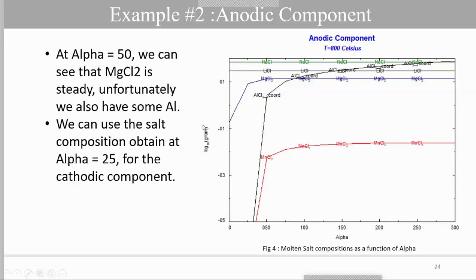So what we need to do for the cathodic component is take some sample of the salt at a certain point. We can see that at alpha equals 50 we have some aluminum in the melt, and what we want to do is conserve the aluminum at the anode. So I'm going to take the salt at alpha equals 25, so that we don't have much aluminum and mostly just mag chloride.